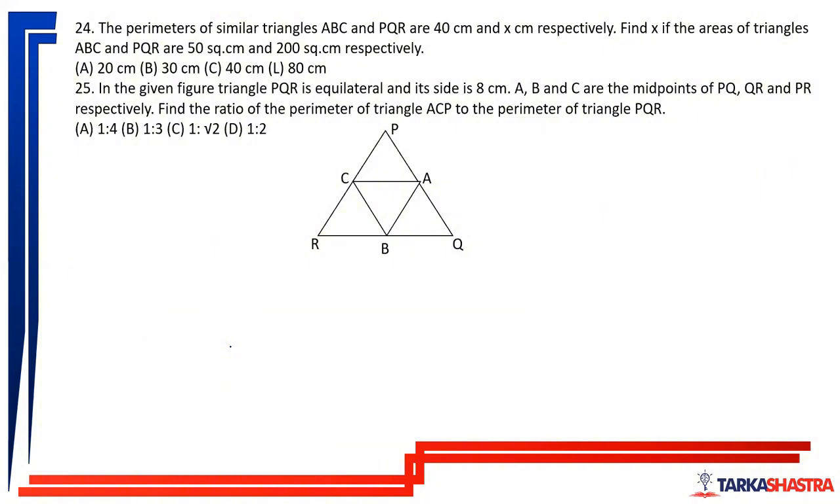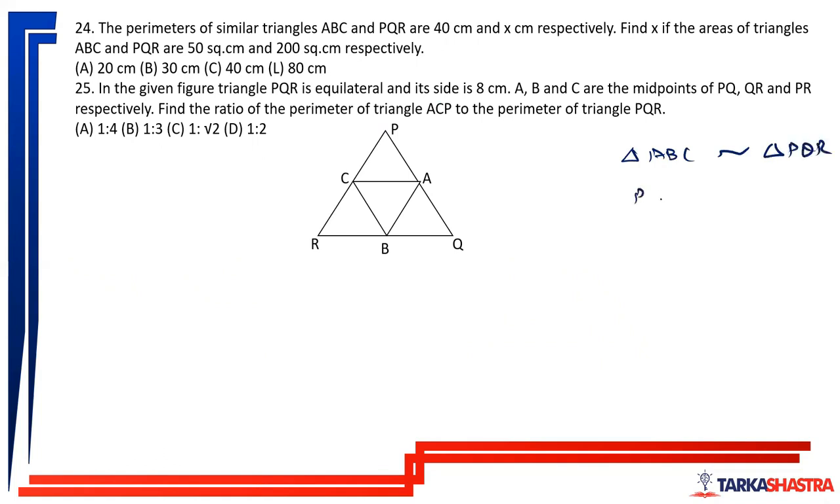Moving forward, the perimeters of similar triangles ABC and PQR are 40 and x centimeters. These are the last two questions. Find x if the areas of triangles ABC and PQR are 50 and 200 respectively. So triangle ABC is similar to triangle PQR.